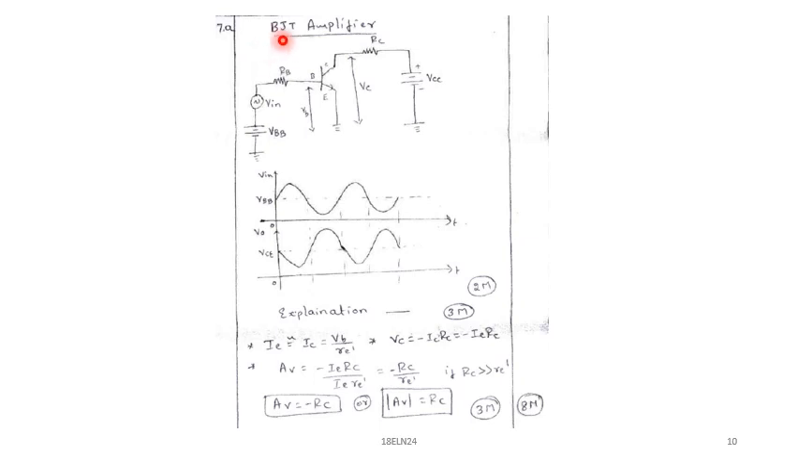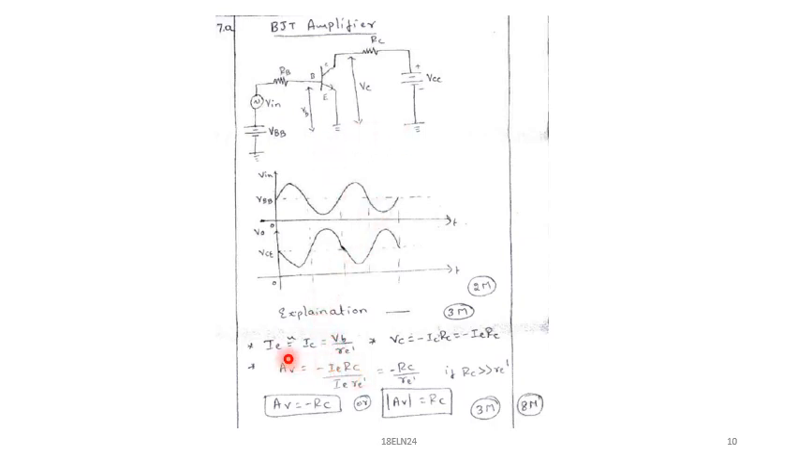7A, I asked to explain the BJT amplifier, and draw the circuit diagram and the waveform with explanation. It is 2 plus 3. The circuit diagram for a BJT amplifier is this. This is the waveform, and here you can expect the inverted version at the output because an amplifier will provide a 180-degree phase shift between input and output. This is a BJT amplifier circuit.